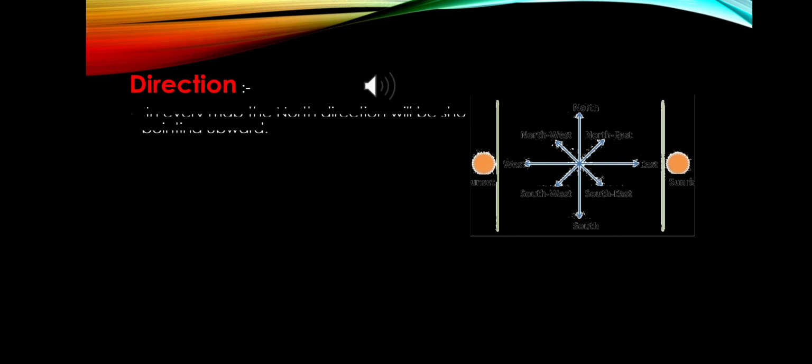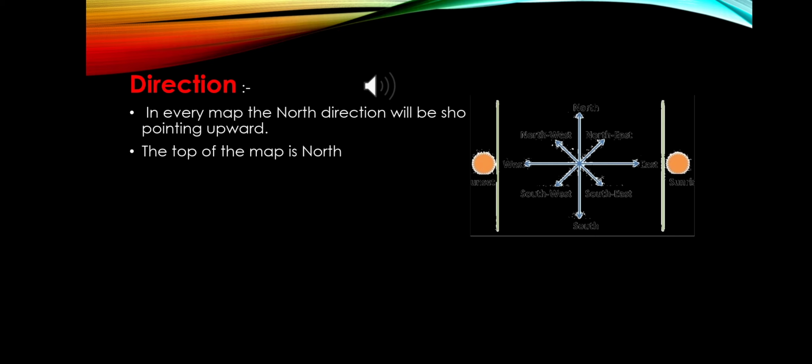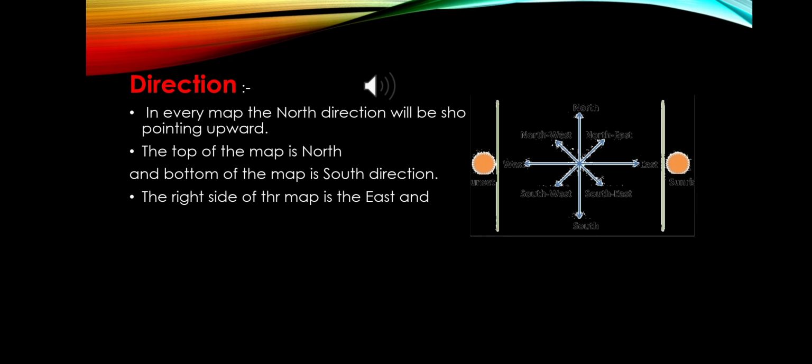Directions. The first thing we should understand when we look at a map is the direction. But it is really easy to understand. In every map, the north direction is shown with the help of an arrow pointing upward. That means it shows the north direction. And the bottom of that arrow is the south. The right side of the map is east and the left side of the map is west.